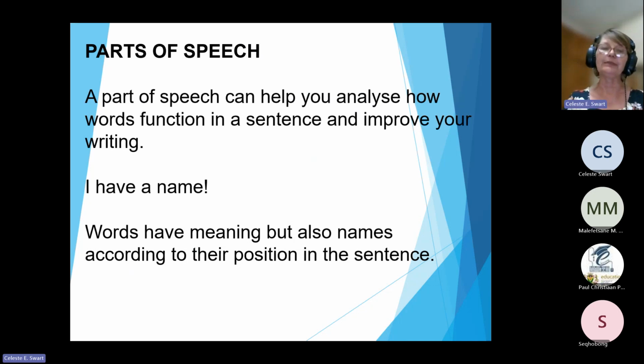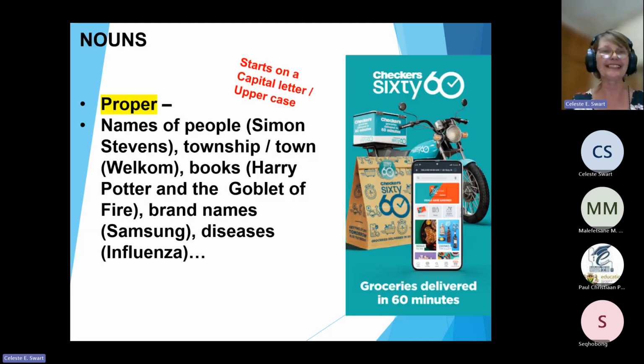So since words have meanings, but also names, we're going to find out it's because of where they are situated in a sentence. So you'll find there are words that can be used as nouns, but they might also serve as, for instance, an adjective. And that makes it very exciting.